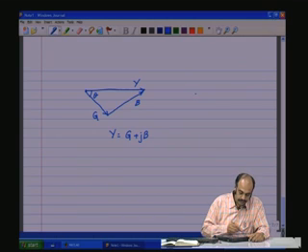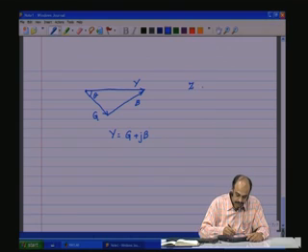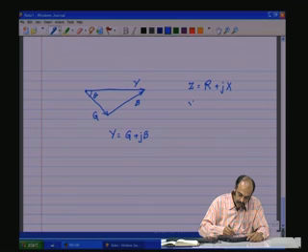Now, see here, the impedance was resistance plus J reactance, admittance is conductance plus J susceptance.